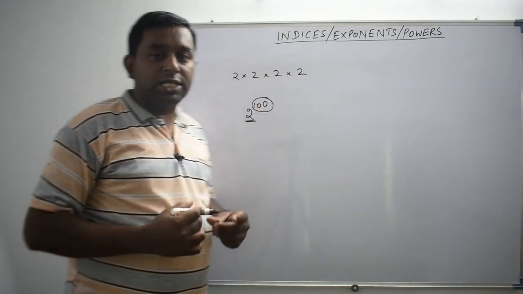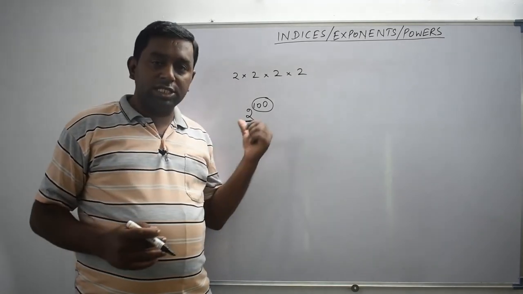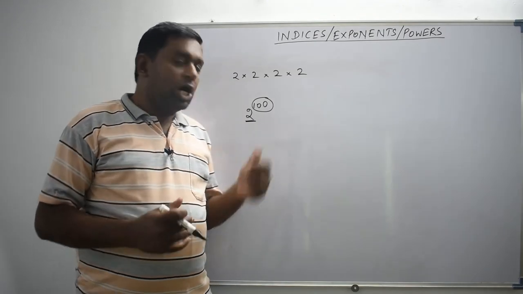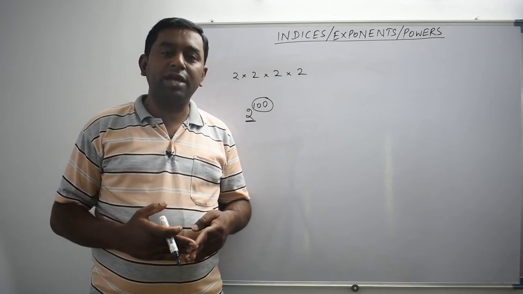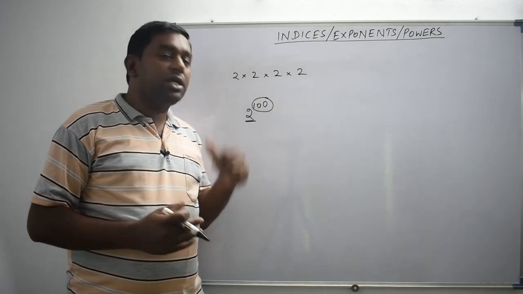Usually you write the number which is multiplied by itself as the base. In this case the base is 2 because we multiplied 2 by itself. So that's called the base. The number of times the number is multiplied by itself is called the exponent. That we write on the top right side of the base.